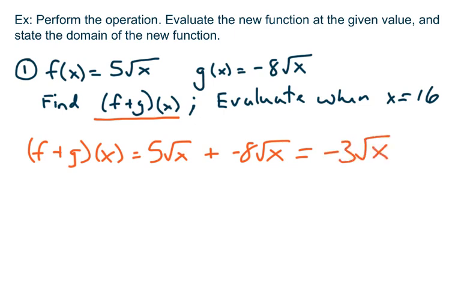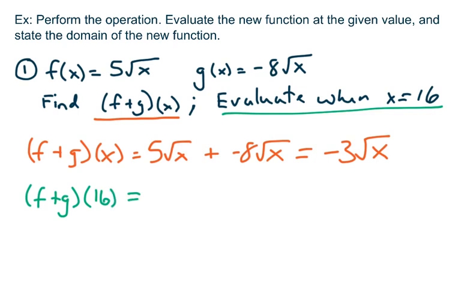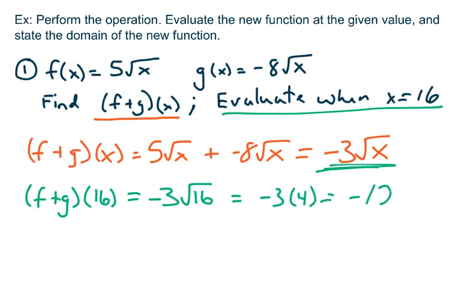Okay, so that is the first part. Find f plus g of x. We've done that. The next part here, evaluate when x equals 16. So we're going to do f plus g of 16, replacing x with 16, using this function here. It's going to be negative 3 times the square root of 16. Square root of 16 is 4, so we're going to have negative 3 times 4, which is negative 12. Pretty basic example, but that's how we're doing this.